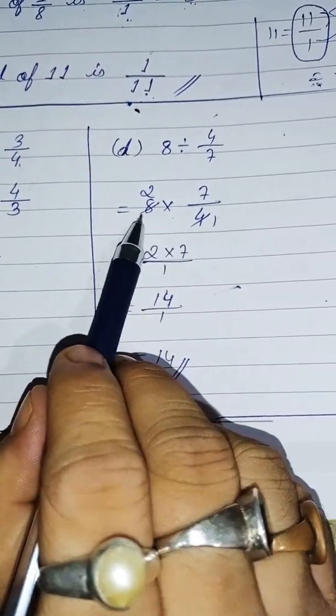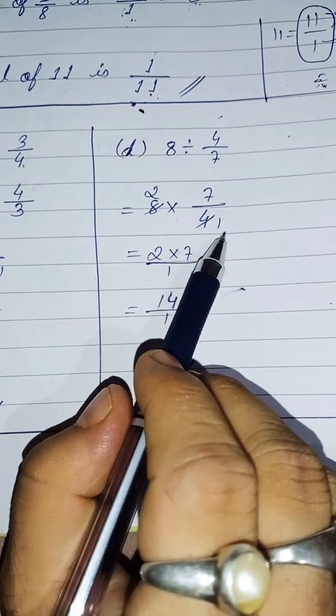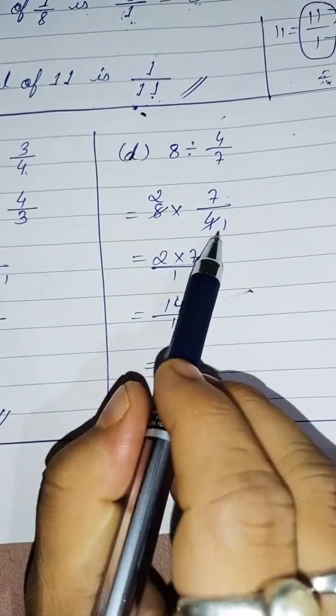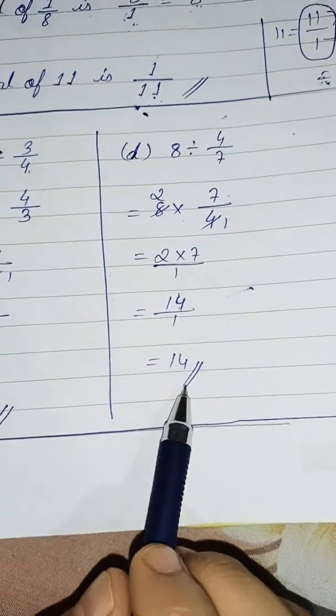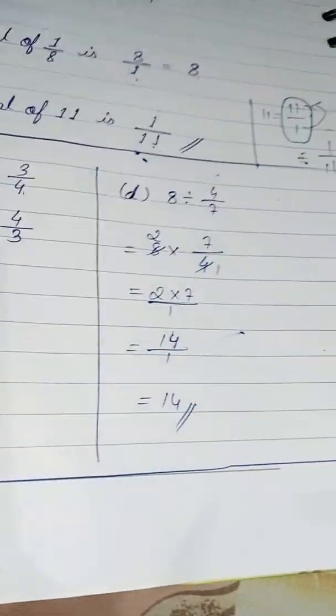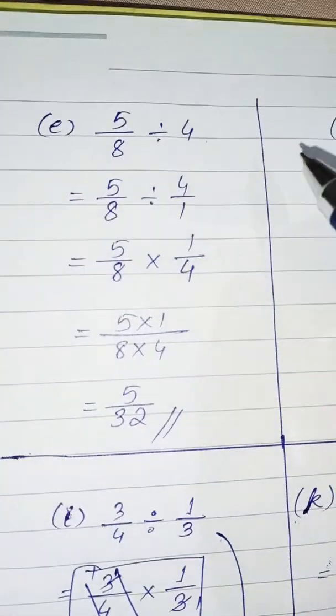Now 8 and 4 are both divisible by 4. So 4 1s are 4, 4 2s are 8. So we have 2 times 7 is 14, and 1 is there. So 14 by 1, which is equal to 14. So this was dividing a whole number by a fraction. Now we come to a fraction divided by a whole number.